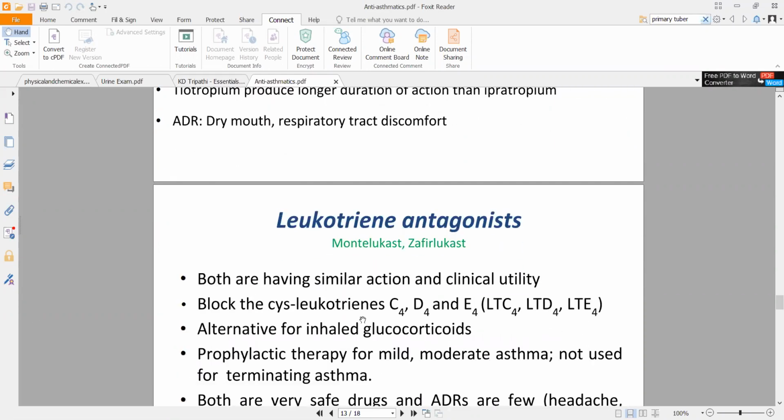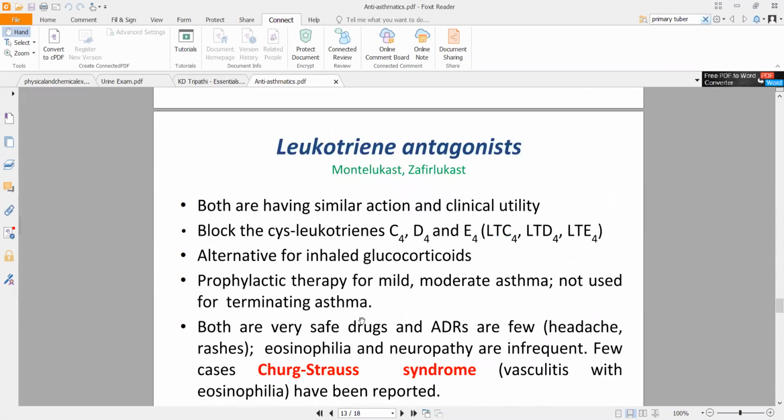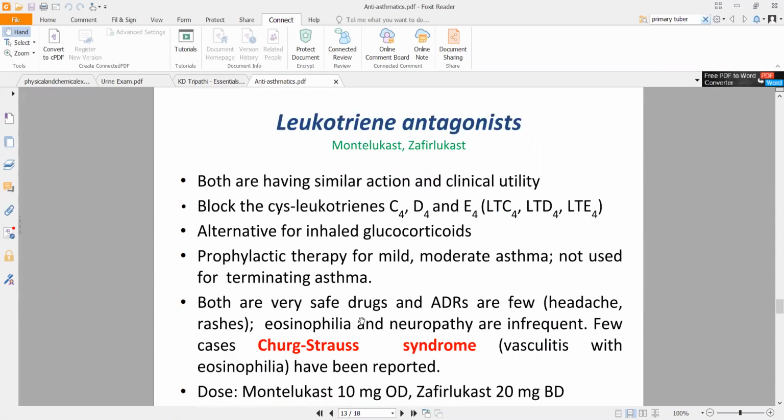Right, coming to the next one, leukotriene antagonists. Now, you know that leukotrienes play a very important role in asthma. How? If you remember the cycle of asthma, you had an allergen which stimulated your mast cells. Actually, it didn't directly stimulate your mast cells. Your allergen stimulated your dendritic cell, or basically your APC, from where T cells got stimulated.